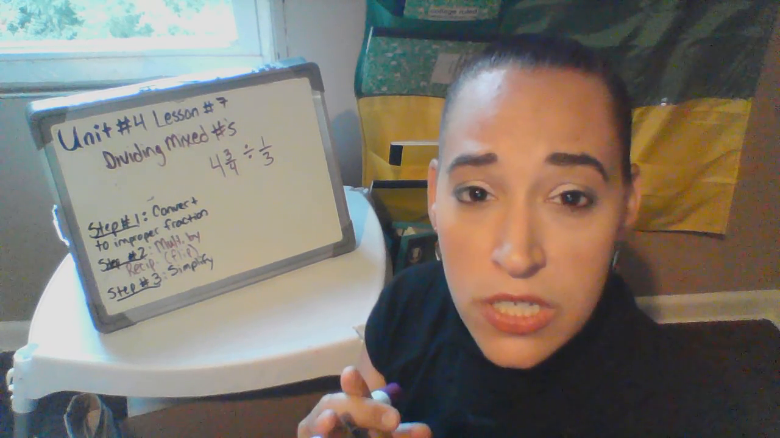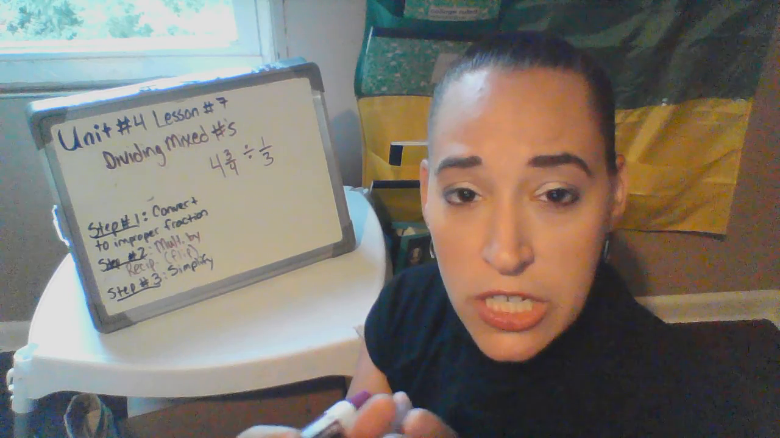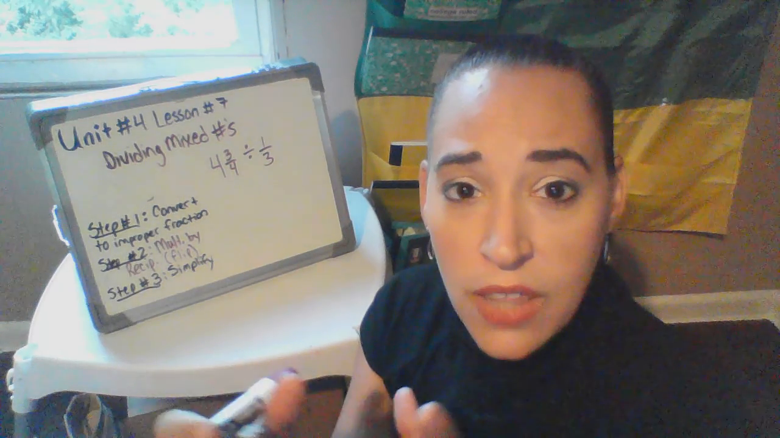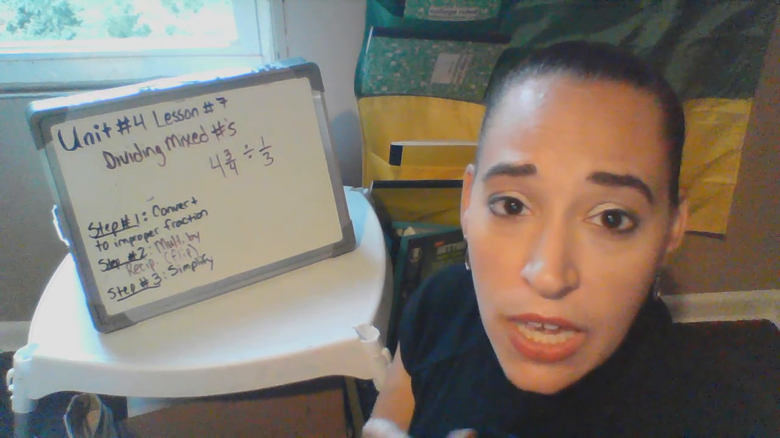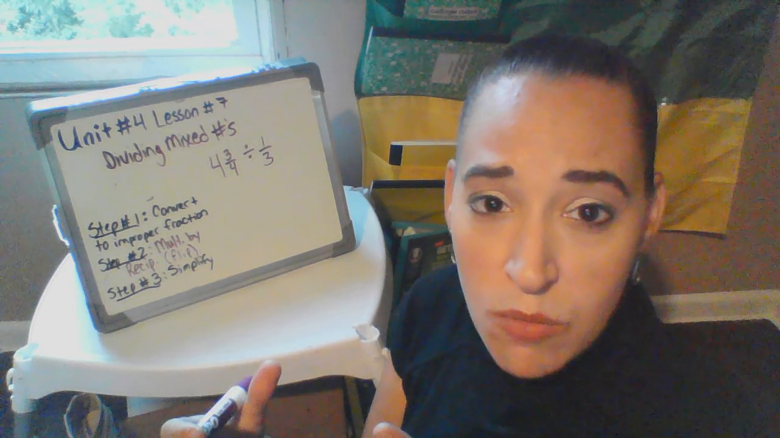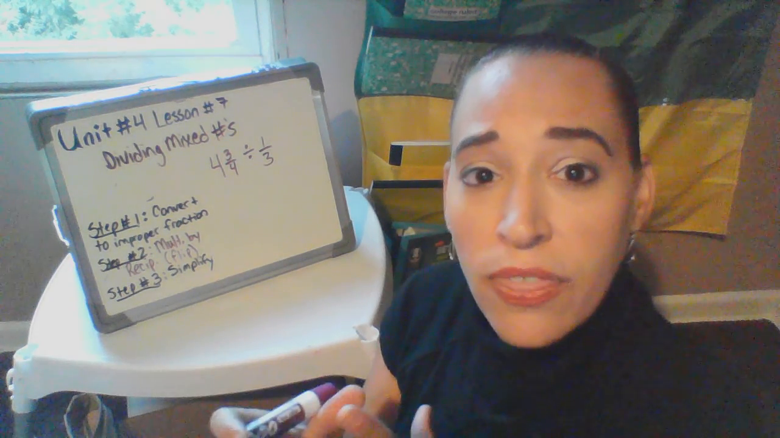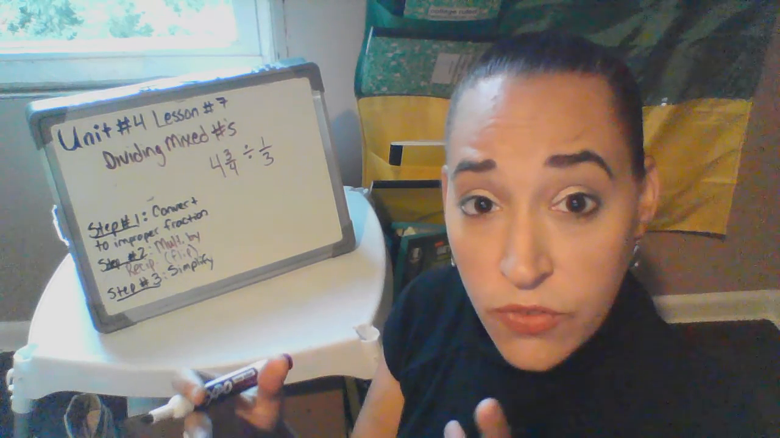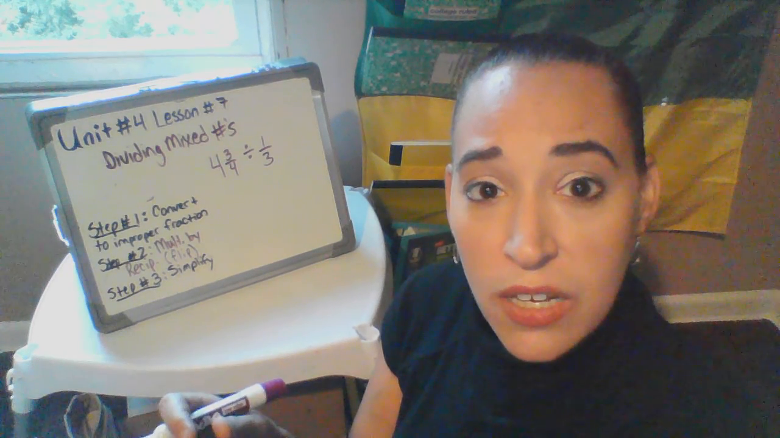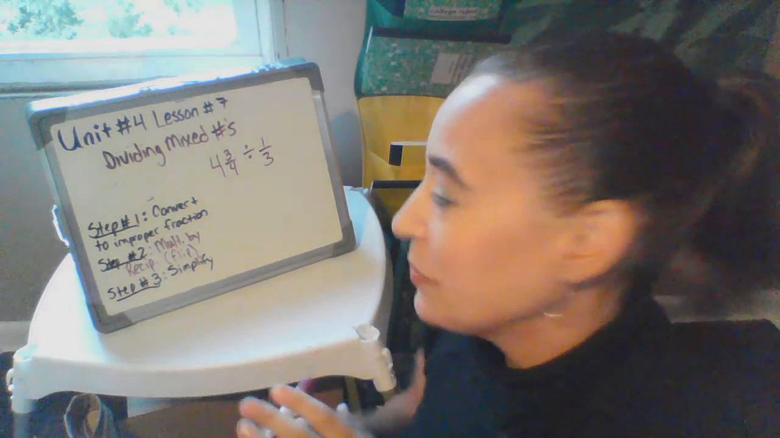I also taught you the skill of how to change a mixed number into an improper fraction. That's another skill you need to use to divide mixed numbers. Okay, so the first step of dividing mixed numbers is you need to turn that mixed number into an improper fraction. Then you need to perform the second part of a division of fractions, where you would then multiply by the reciprocal. Okay, so let's work through this problem.